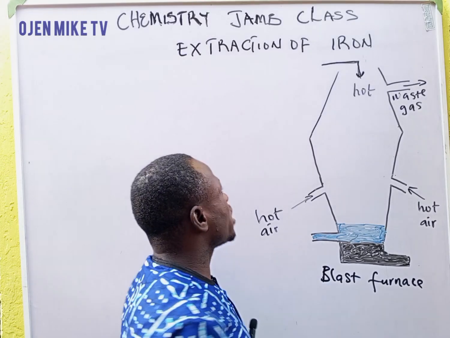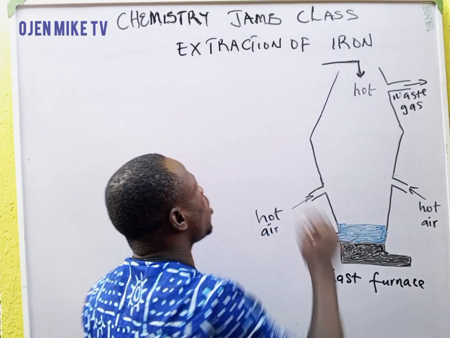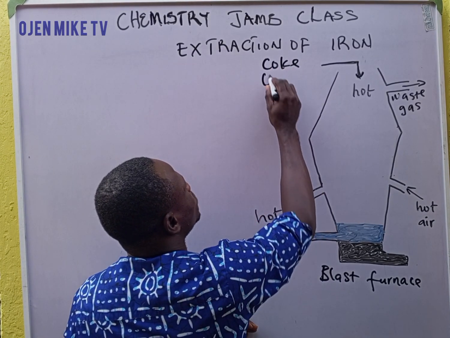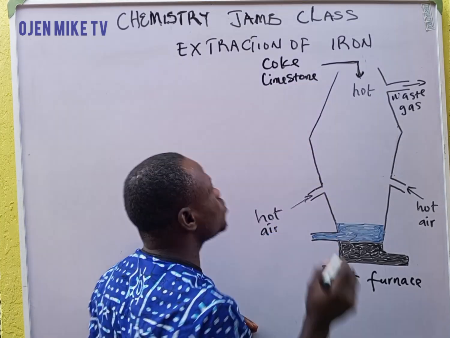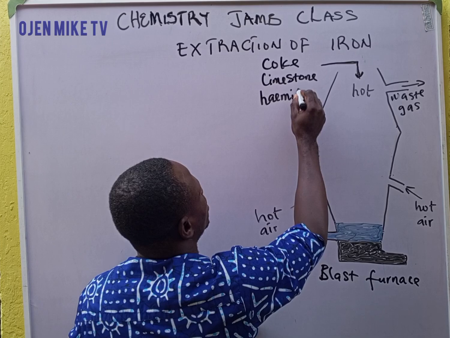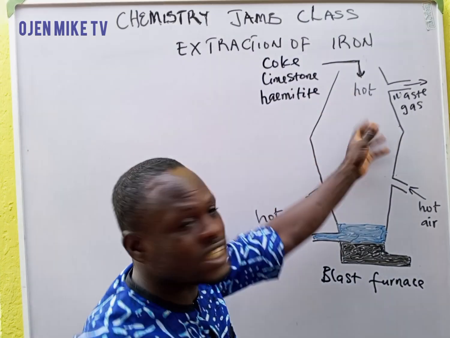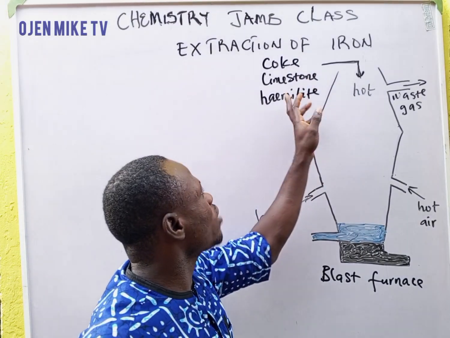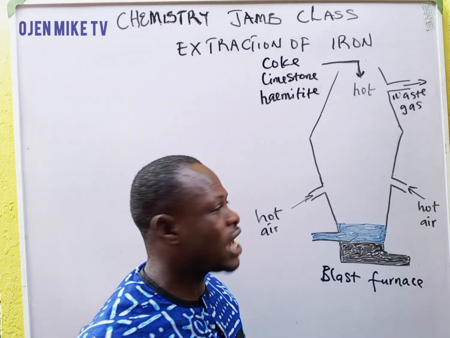Before iron can be extracted, there are three things that you need to put into this blast furnace. One, you have to put your coke. Two, you have to put your limestone. Three, you have to put your hematite. You have to put your coke, your limestone, and your hematite, which is the ore that you want to extract iron from.